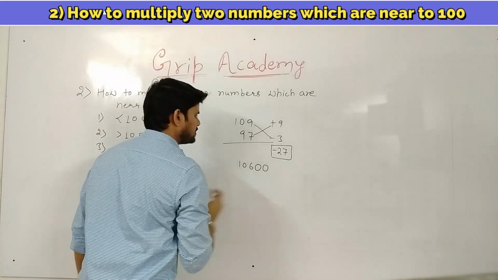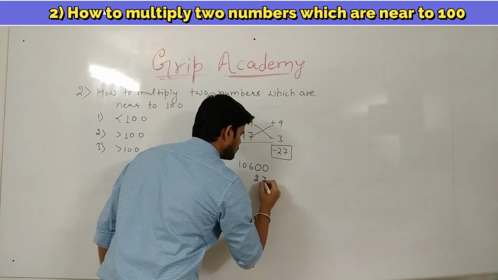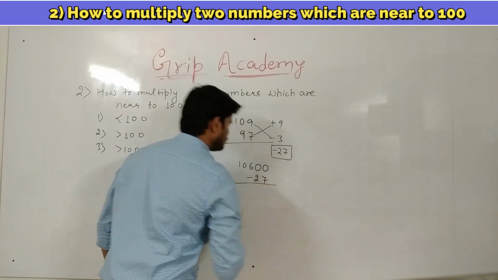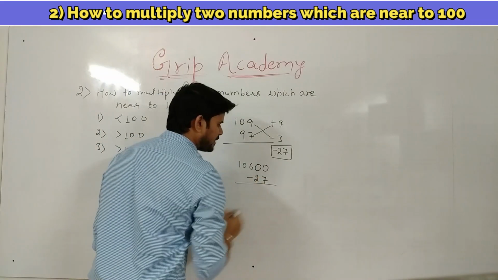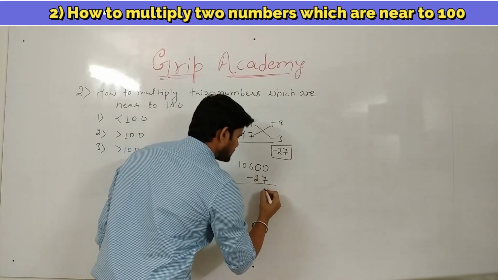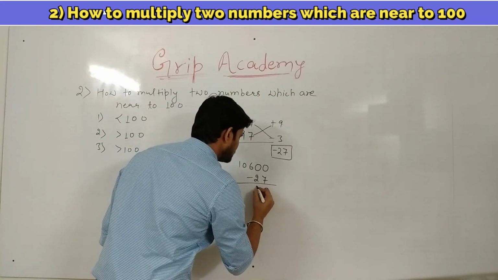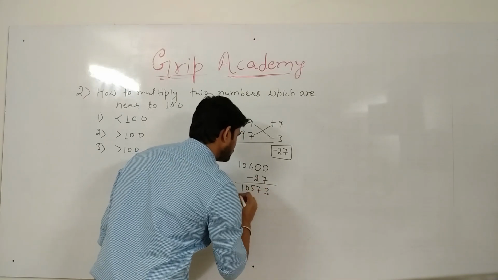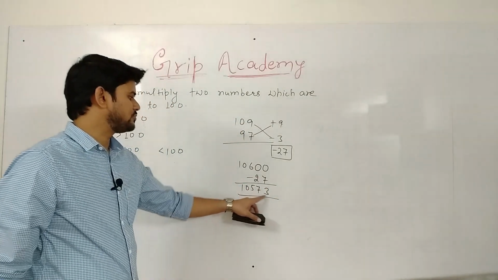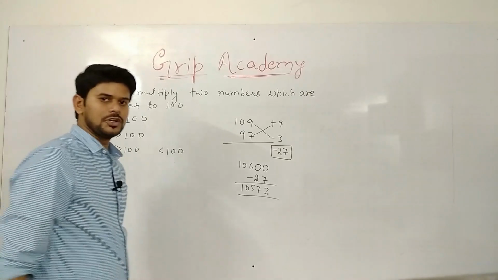we will add it. So we will add minus 27. On adding minus 27, how much will we get? 10 minus 7 is 3, 9 minus 2 is 7, this will become 501. So your answer is 10573.